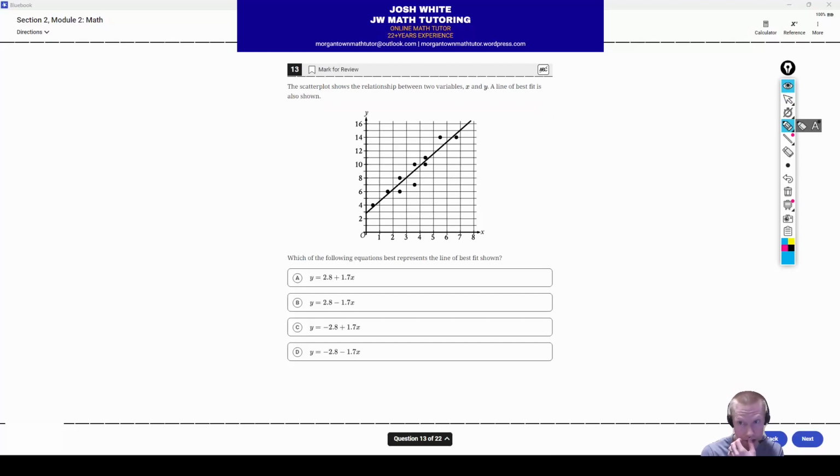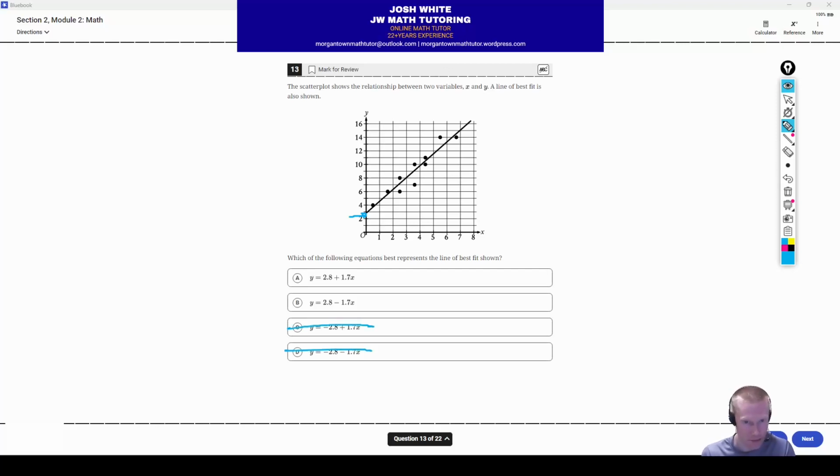Next in 13, we have a scatter plot, basically a best fit line, linear regression, whatever you want to call it. We have a scatter plot, but then also it shows a best fit line or a linear regression. So what's the equation of this line? So a couple different things. First of all, notice that the y-intercept right here is between 2 and 3. Okay, so the b value is something between 2 and 3.